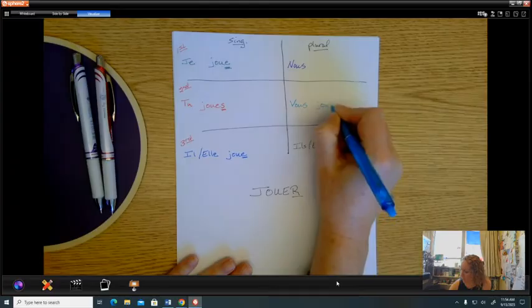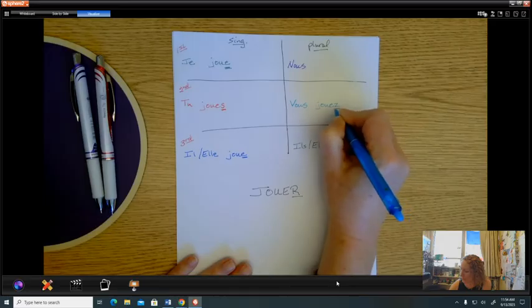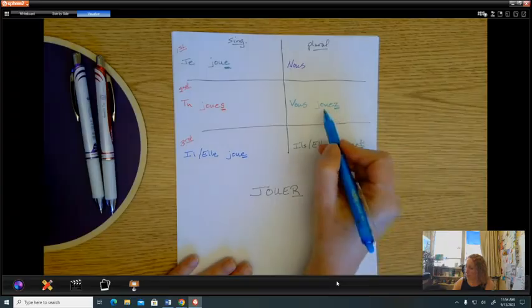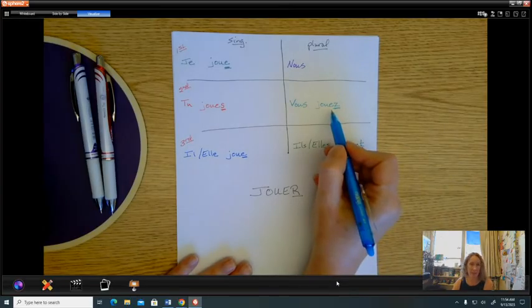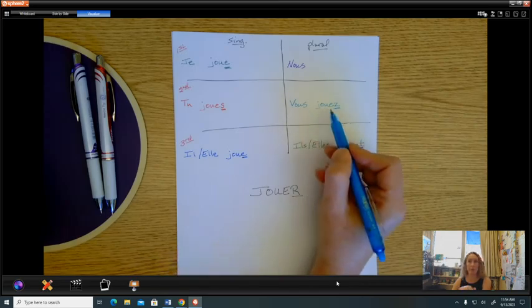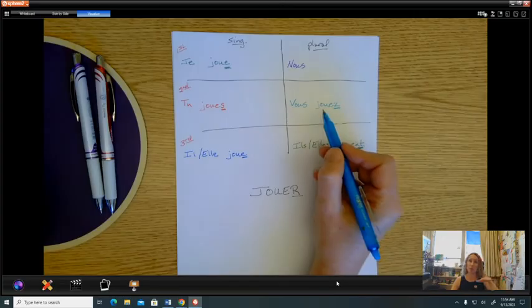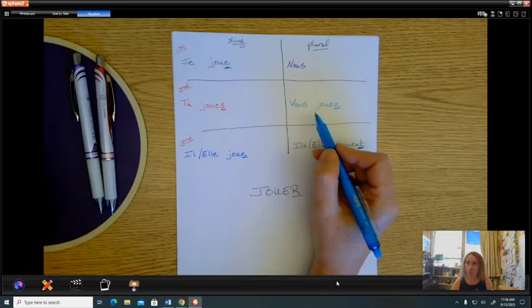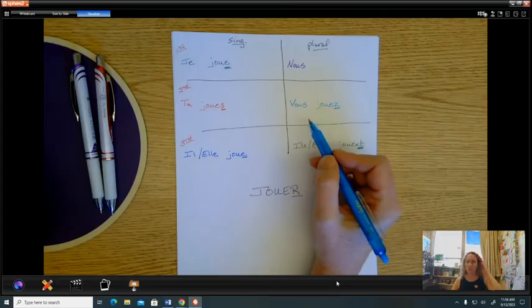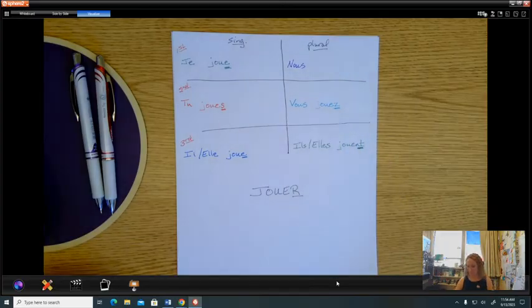Okay, so for vous, we are going to have this E on the end, but it also has a Z. I know. And it's pronounced jouer. That EZ makes an A sound. So vous jouez. So I would use that if I were asking all of you, all, class, do you all play, vous jouez au baseball? Yeah?